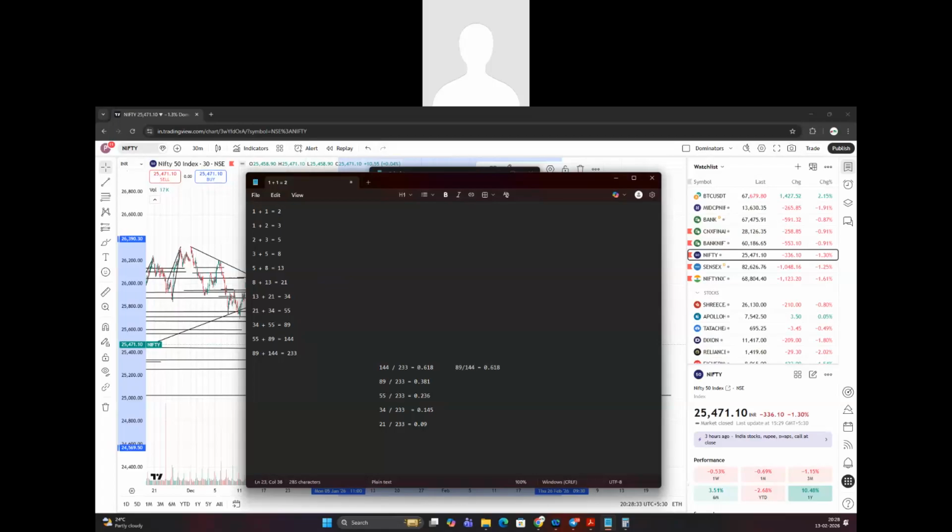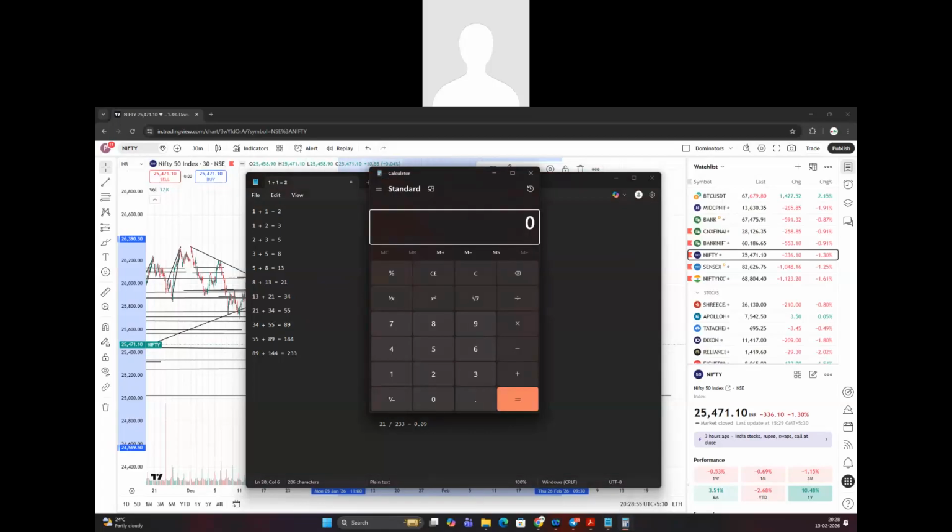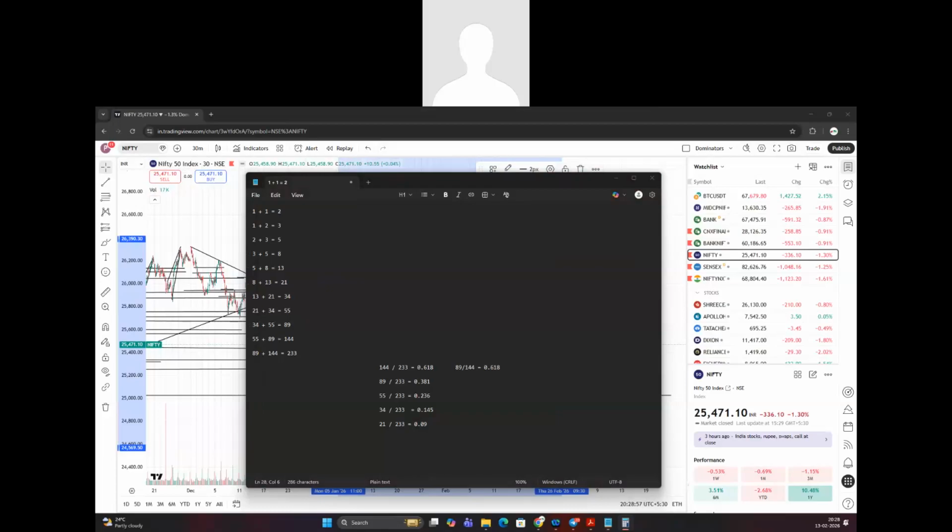Correct? So how come if you divide 144 by 233, you get the same number? 89, this number you divide with this, you get the same number. How? So what's the secret behind this? So let's try again. 55 divided by 144. How much?